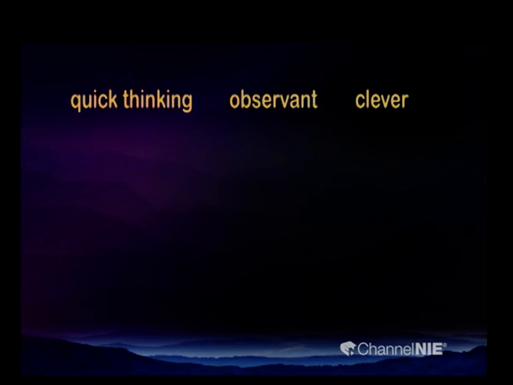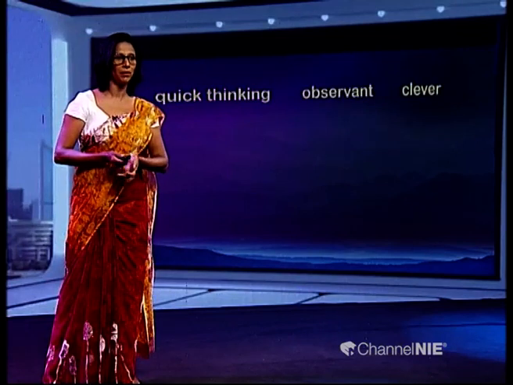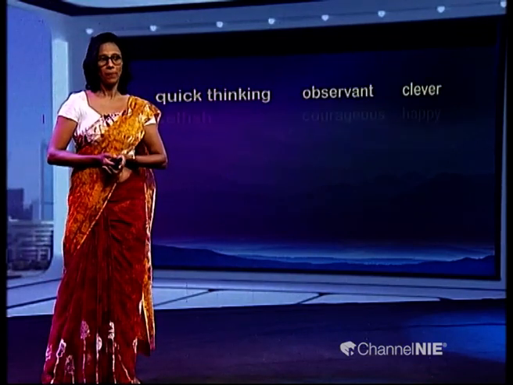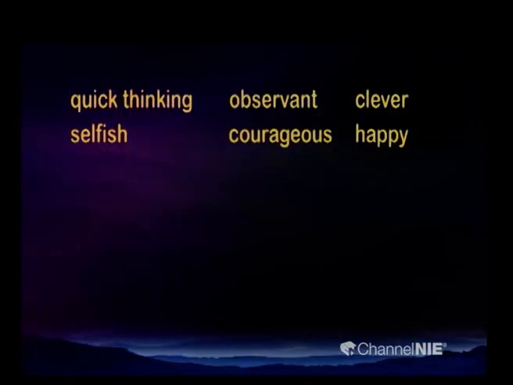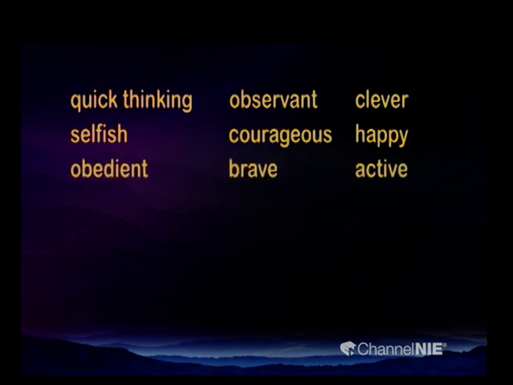Quick thinking, observant, clever. So I hope you understand the meaning of quick thinking. Observant means you are watchful. You are looking at what's happening and you are keeping your eyes open and watching everything. That's known as observant, right? So clever, of course, a very common word that you know. Then selfish, courageous and happy. So selfish, is it applicable for him? Let's see, right? Obedient is also another positive quality, but is it okay for him at this moment, right?